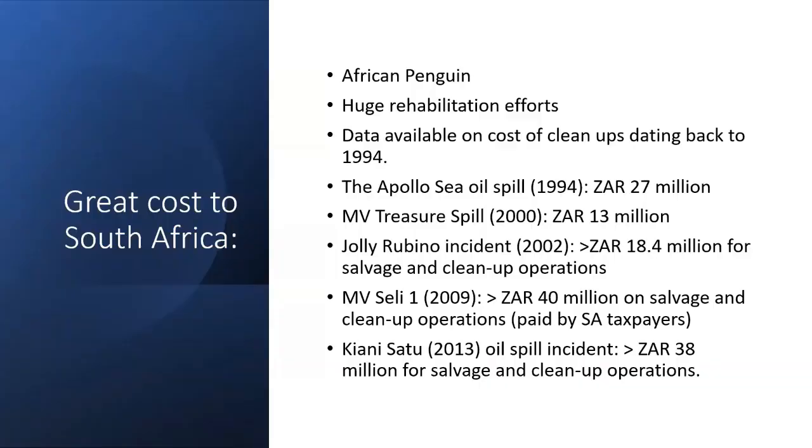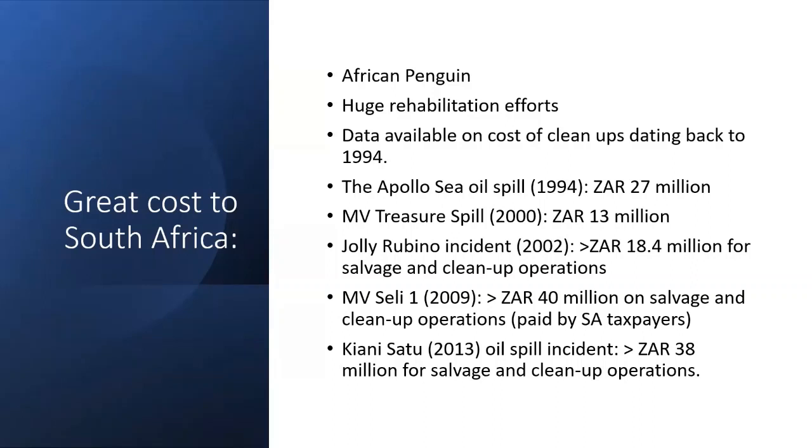Hence, we don't have much case law. But these costs are costs, nevertheless, that get passed down to the taxpayer. So we have the African penguin situation, because they are always the most vulnerable when there's an oil spill. So there are huge rehabilitation efforts surrounding coastline, surrounding bird life. And we only have available data on the costs of these spills back to 1994, when the new democracy emerged.